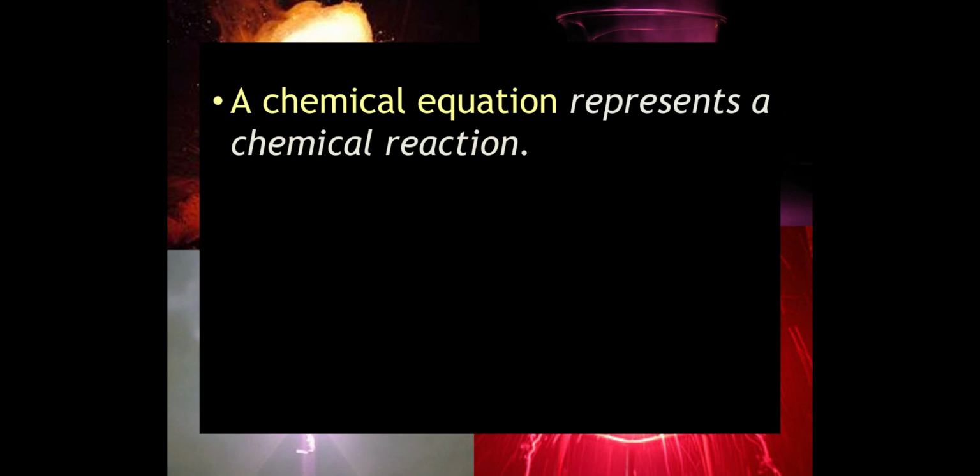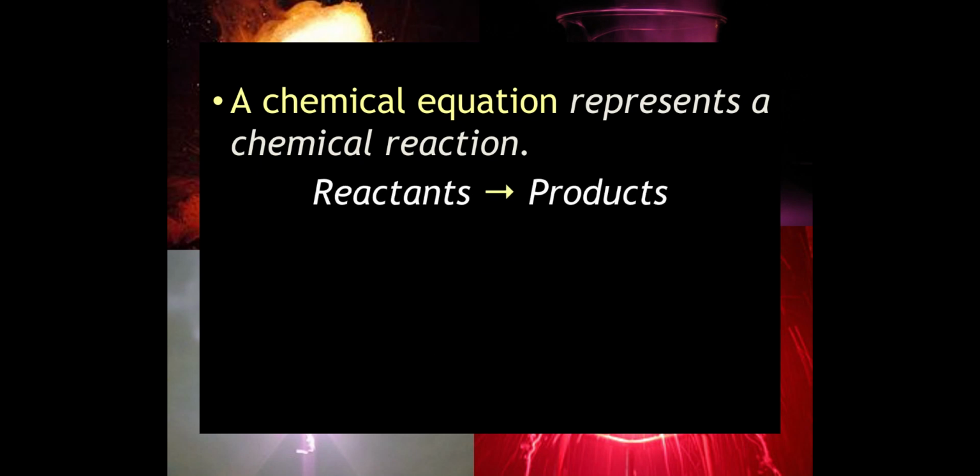First, what is a chemical equation? It is an equation that represents a chemical reaction. So you've seen pictures of beakers with stuff in them, and say you start mixing things together. A chemical equation just represents the reaction that's happening there, that chemical reaction.